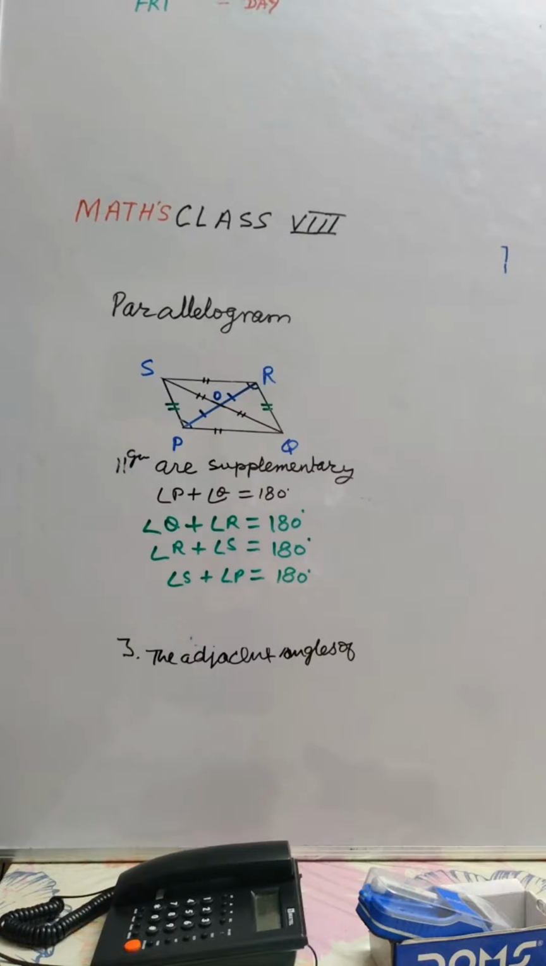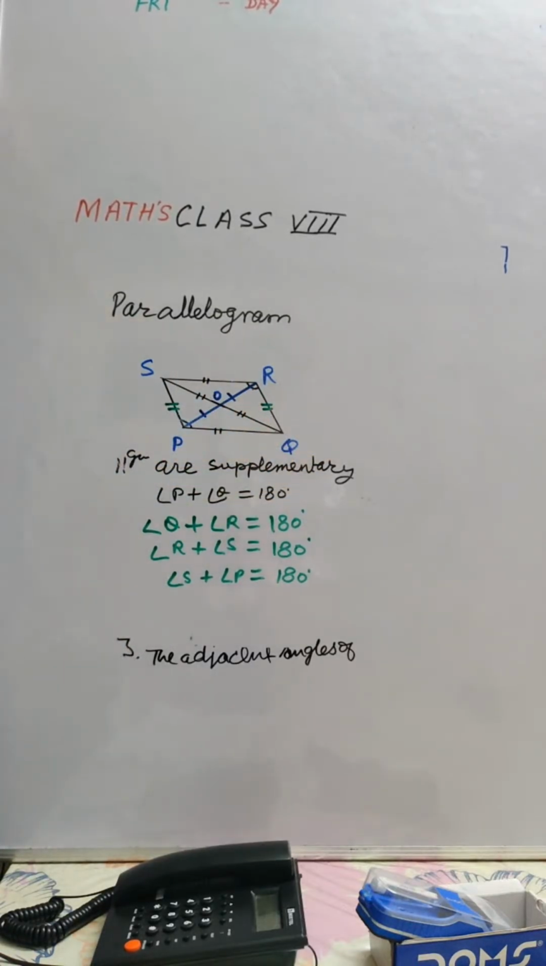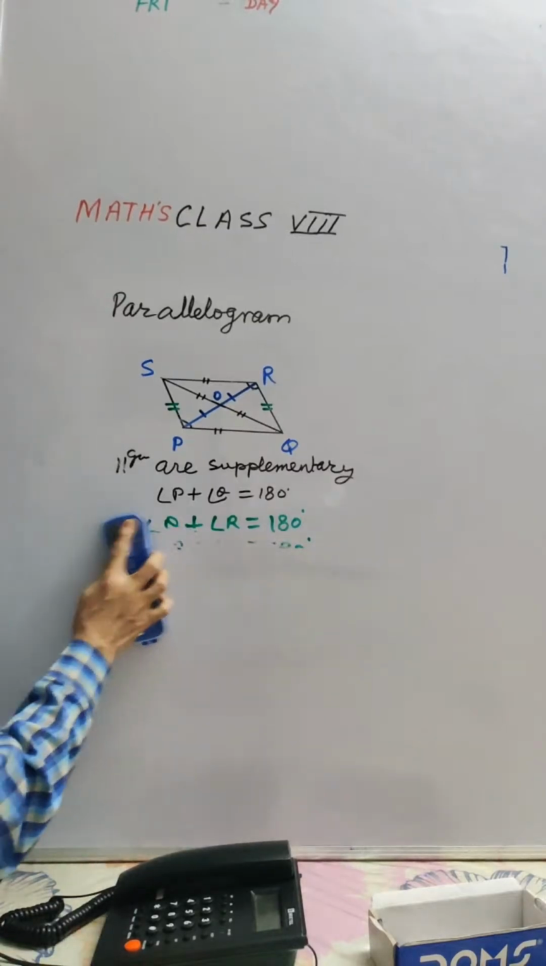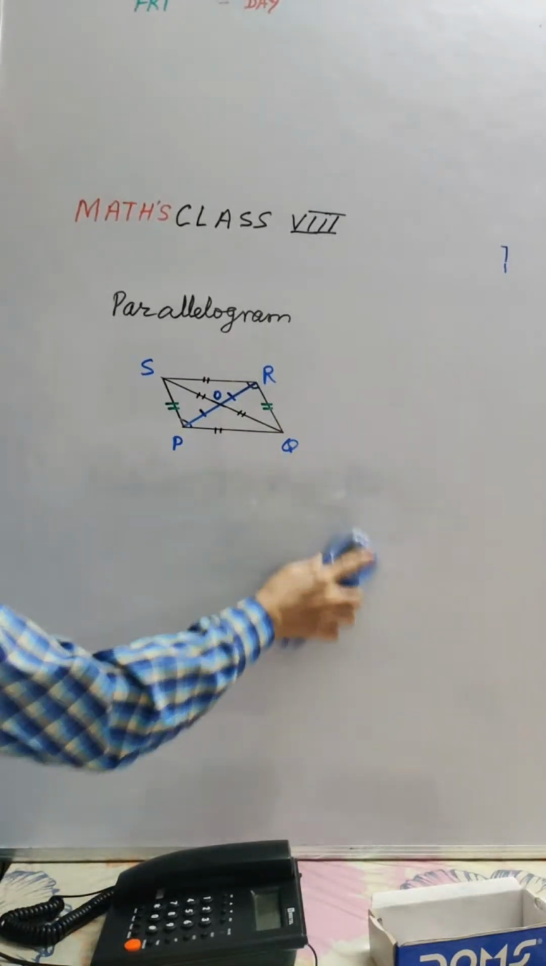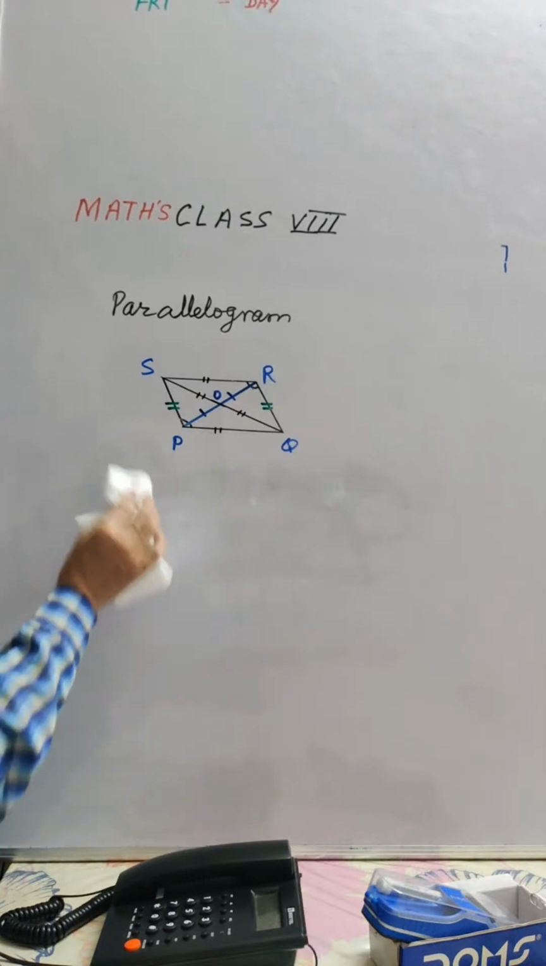So this way, OP is equal to OR and OQ is equal to OS. Means that diagonals of parallelogram bisect each other. This is the fourth property. Diagonals of parallelogram bisect each other.